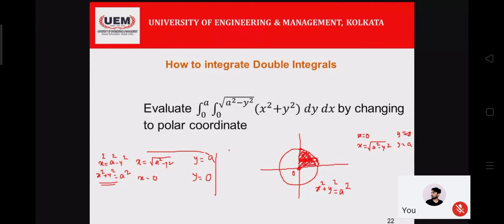What will be your x and what will be your y? You should know this, there is nothing to think about. When going to polar coordinates, what will we write? r cos theta and r sin theta. Exactly, r cos theta, r sin theta, but here the radius is a, so it will be a cos theta, a sin theta, right?